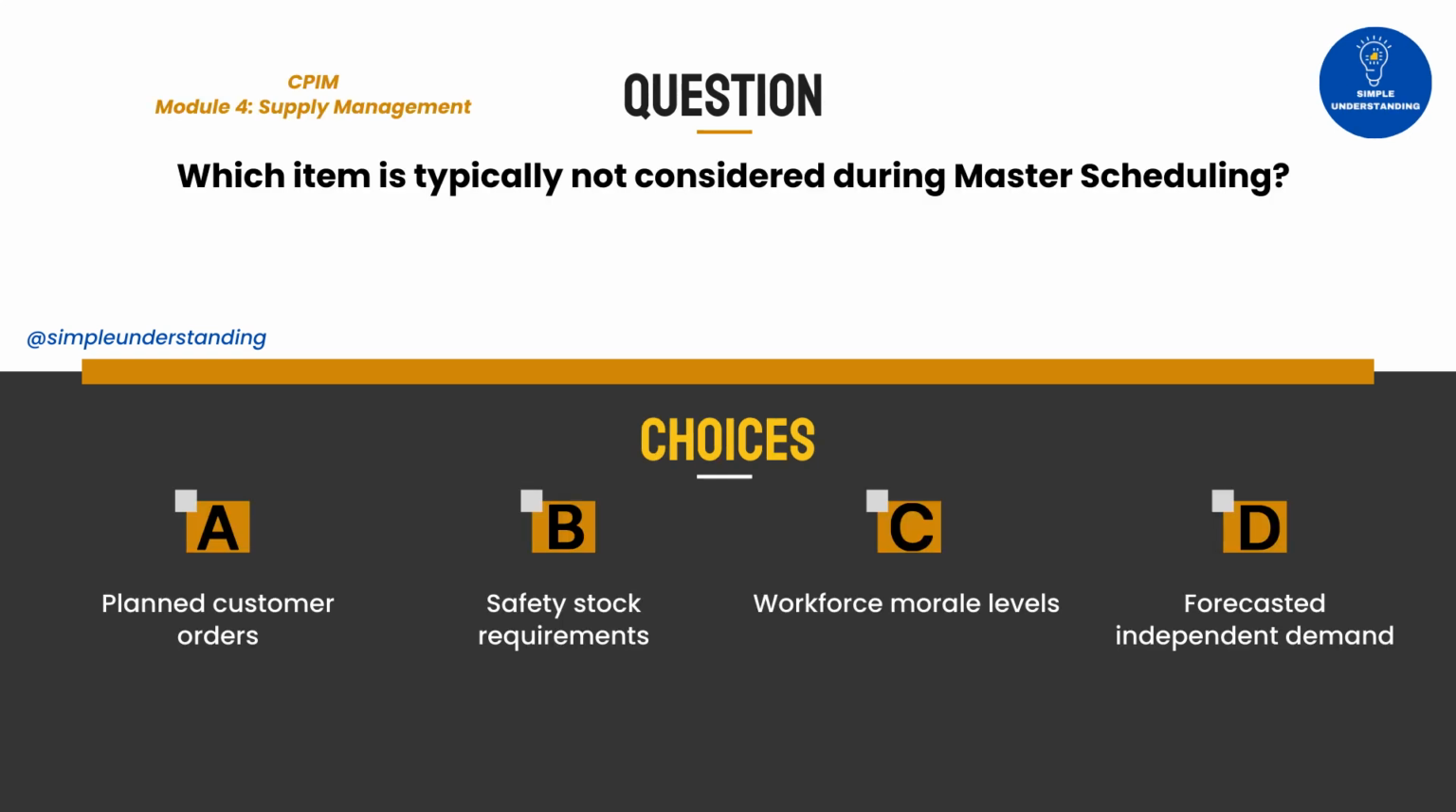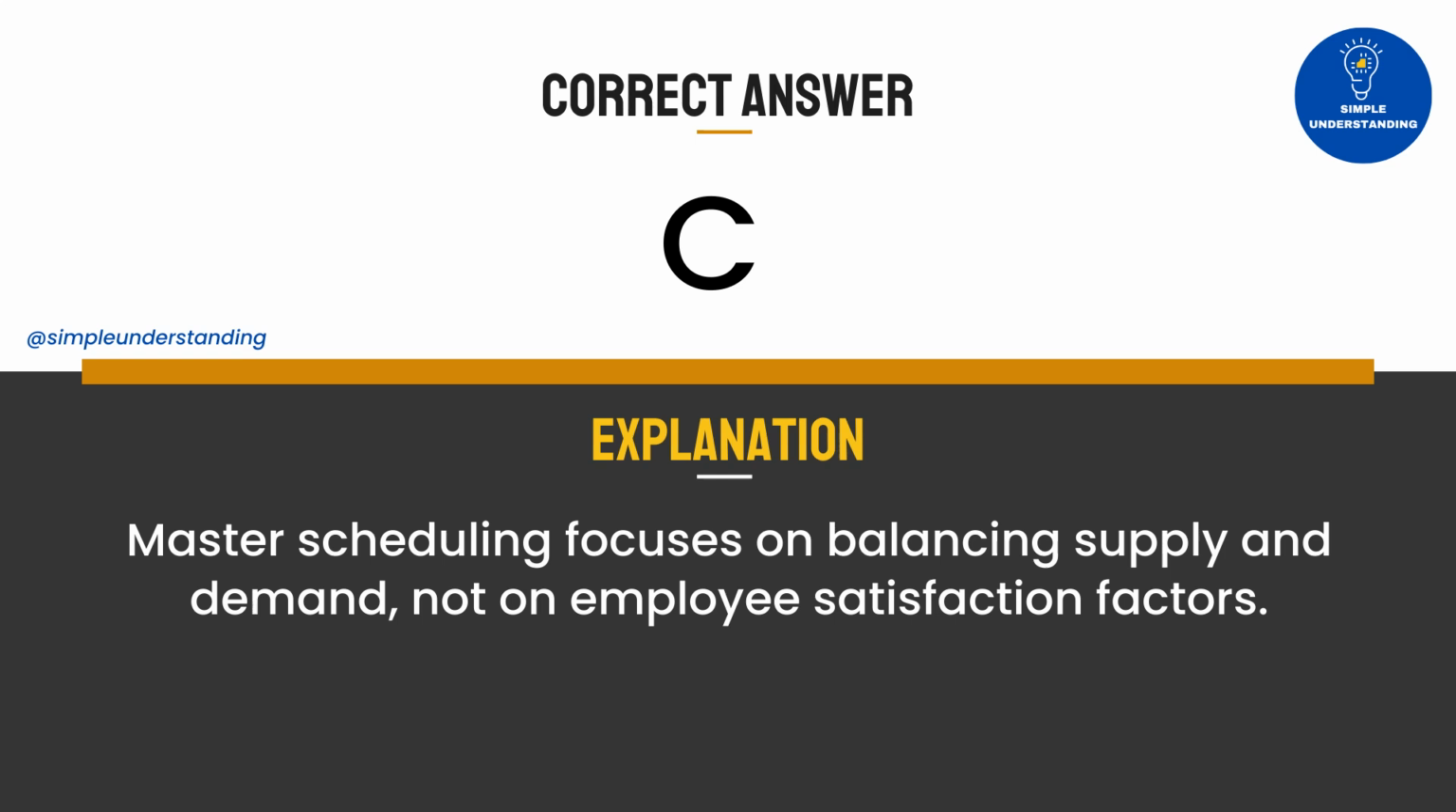Question 4. Which item is typically not considered during master scheduling? A. Planned customer orders. B. Safety stock requirements. C. Workforce morale levels. D. Forecasted independent demand. Correct answer: C. Explanation: Master scheduling focuses on balancing supply and demand, not on employee satisfaction factors.